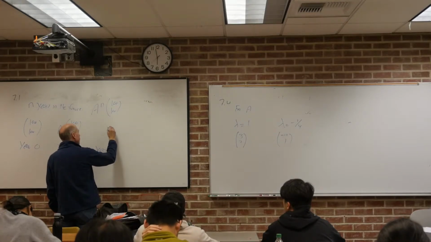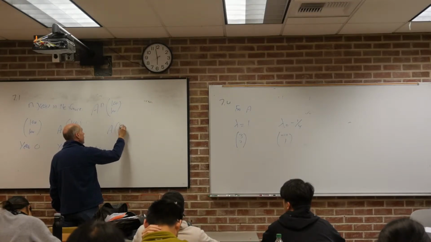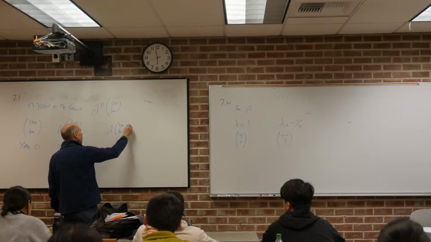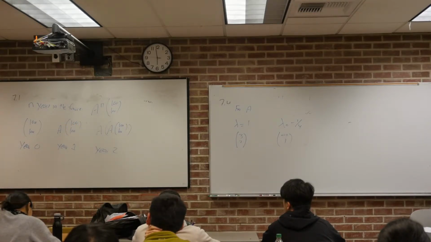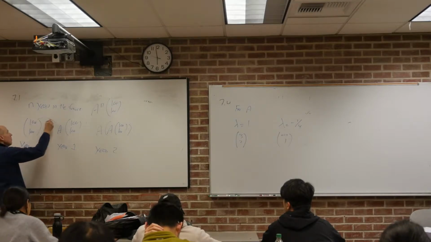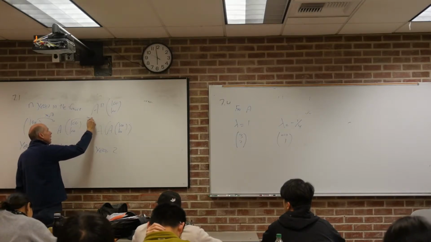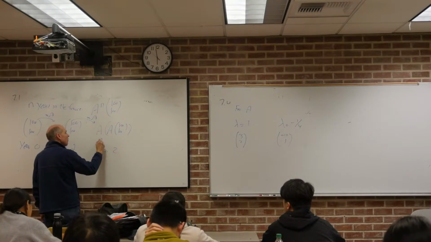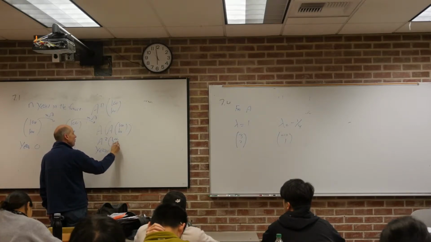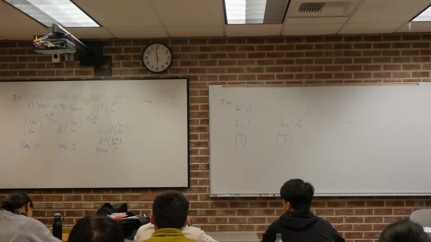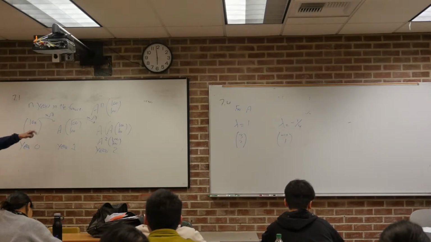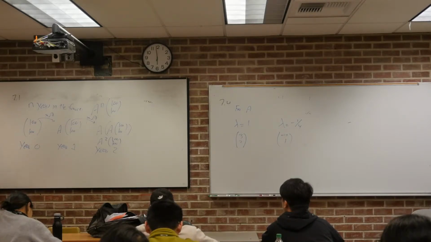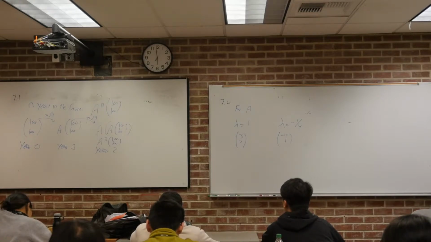The way I get to year 2 is I take the year 1 population and multiply it by A. So to get from one year to the next, I multiply by A. This is the same as A squared times 100, 100. Year 3, get it with A again. So n years in the future is going to be A to the n times 100, 100.